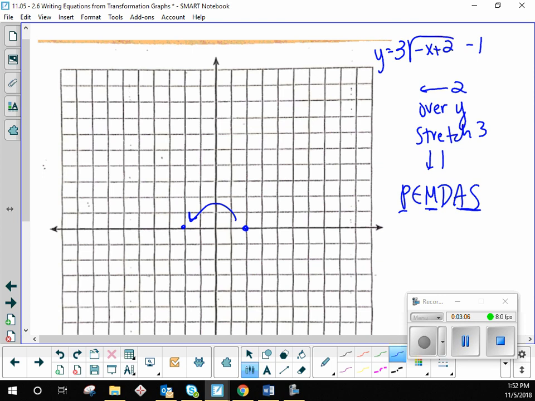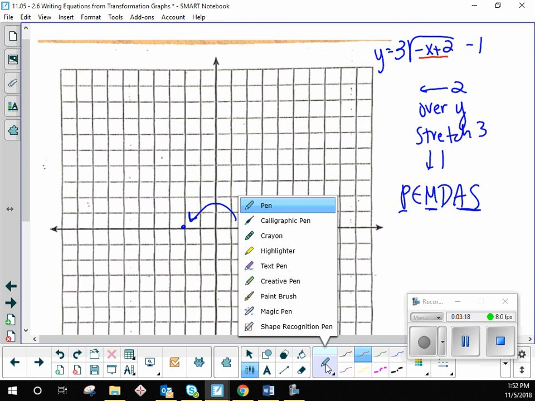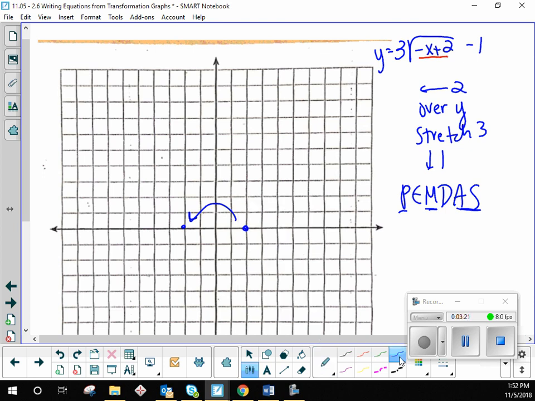You can also think about it as going kind of like from the inside out. You're taking care of the things closest to the x first. So in this case, that is the negative and the plus 2. But you would have to remember to do the horizontal first. So that would be the left 2 and then the reflection. The next closest thing to the x is the times 3, and the farthest thing from the x is the -1. So either remember order of operations or tell yourself you're working from the inside out, the thing closest to the x, and then working your way to the thing that's farthest away.